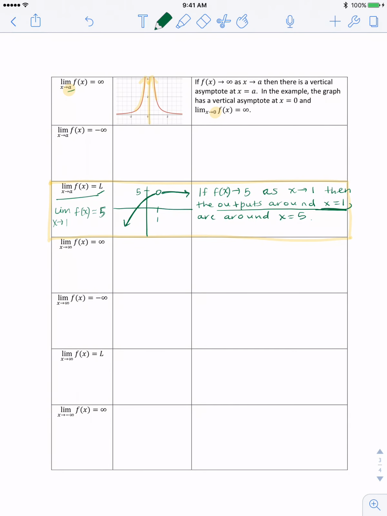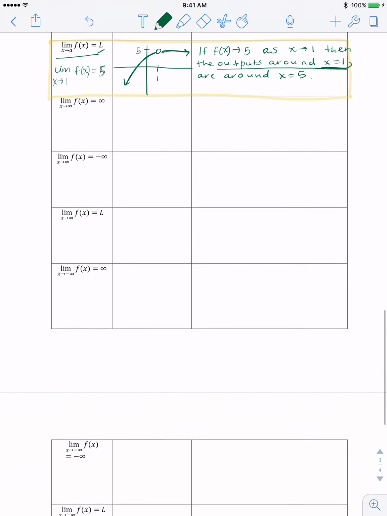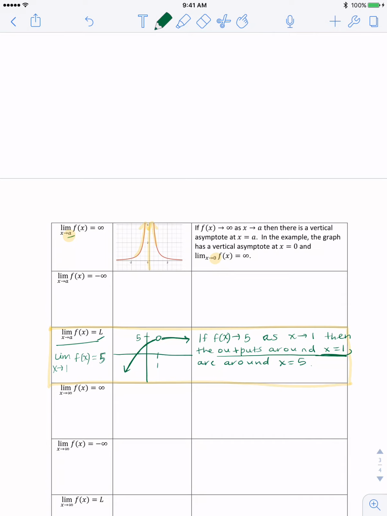So hopefully this has helped get you to start thinking about the big picture of limits, and good luck finishing your concept activity.